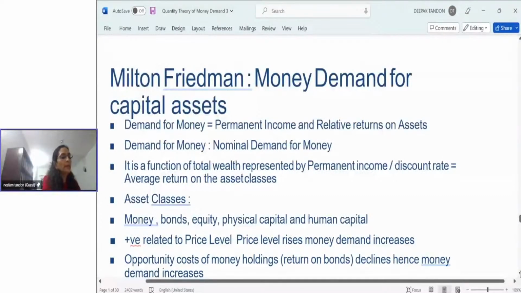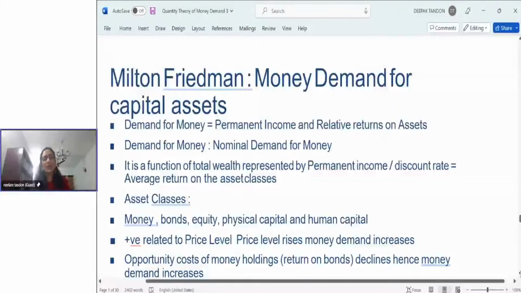So this permanent income is not only return on investment, it is also money. Please do remember, permanent income is the salary which you get plus the return on your investment. That's why money is one of the asset classes. So money is there, which is your salary or pocket money or whatever you say. Apart from that, the expected returns on your investment, expected returns, not actual returns. That is permanent income.